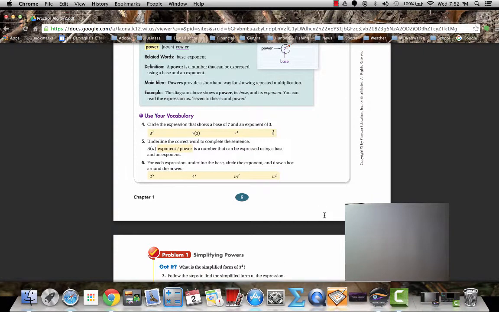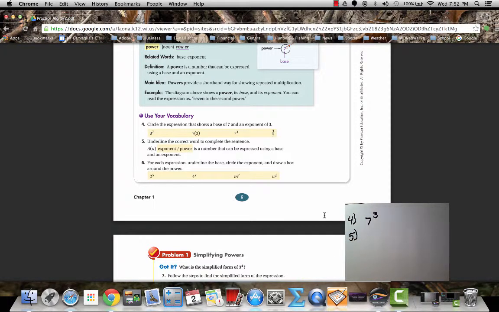Let's use our vocabulary now. Number 4 says, circle the expression that shows a base of 7 and an exponent of 3. Remembering what our base was, we say a base of 7 and an exponent of 3. We can take a look at 7 to the 3rd power as the correct answer.